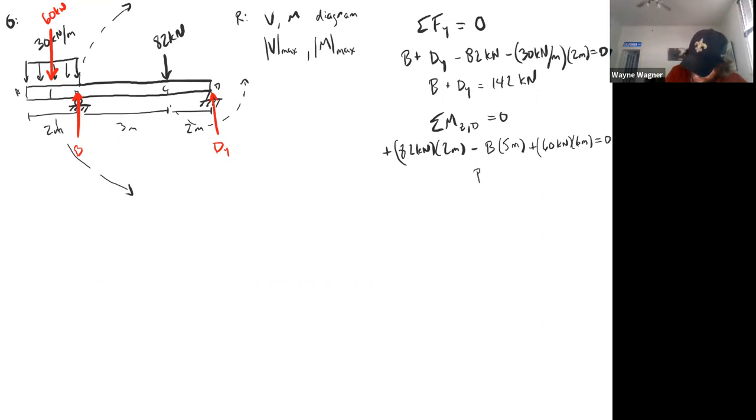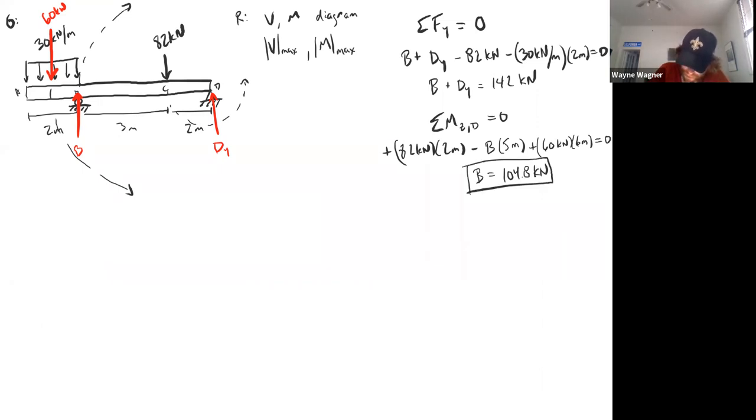Okay, so we can solve that. Let's see here. 360 plus 164 divided by 5. Well, why would they do that to us? 104.8. 104.8 kilonewtons.